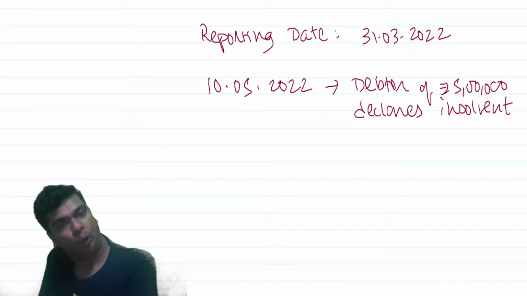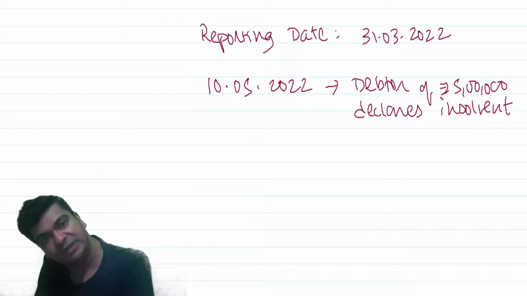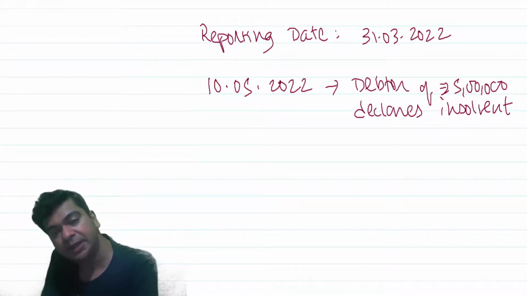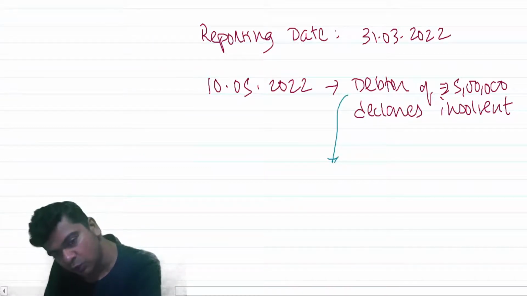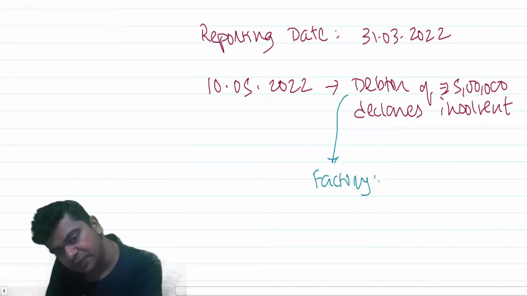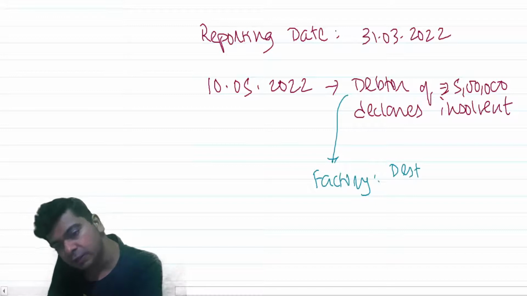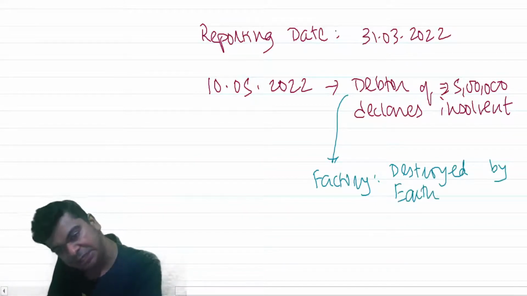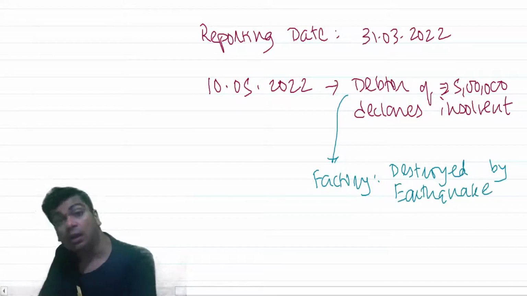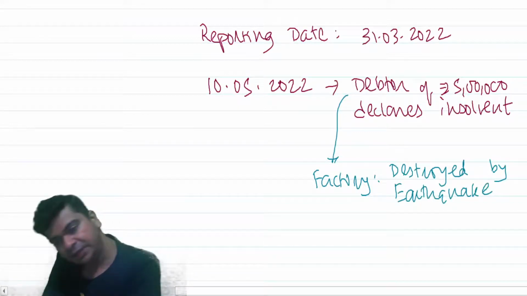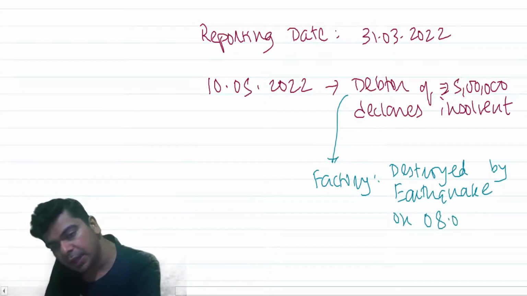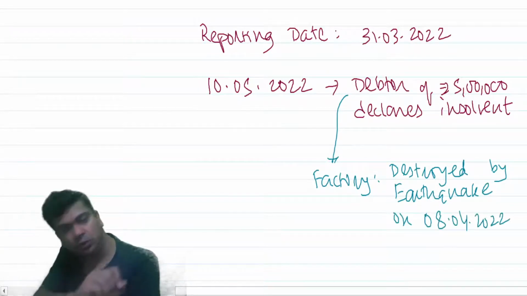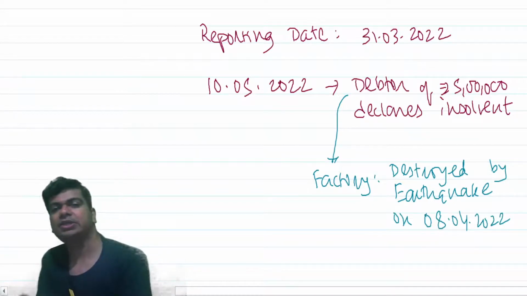I will again like to know why this insolvency has been declared by the debtor. Again, the reason is the same. This debtor owned a factory, and this factory is destroyed by an earthquake. I'm just continuing with the facts of the earlier illustration. The factory was destroyed by the earthquake on 8th April 2022. I'm just making a slight change.